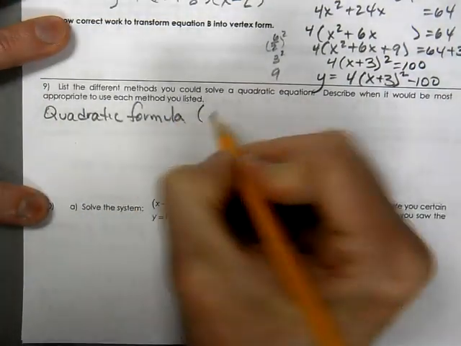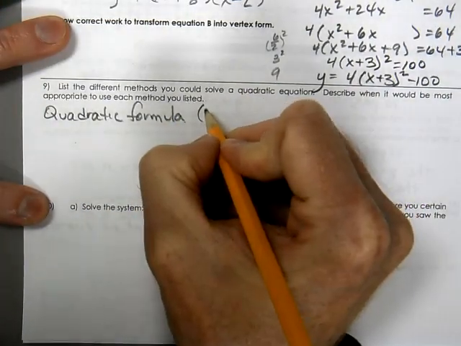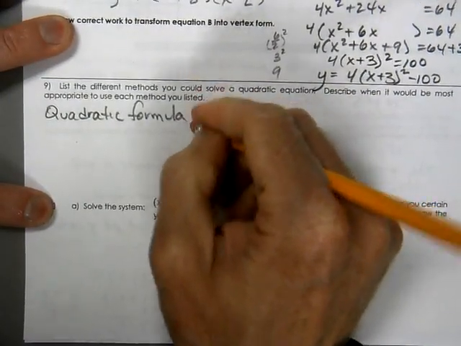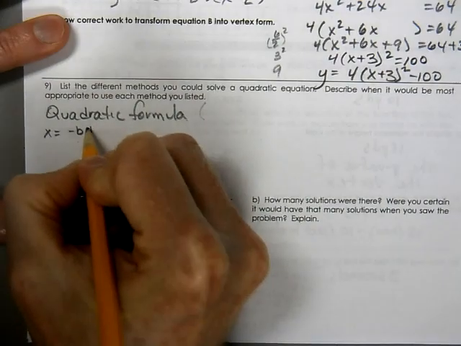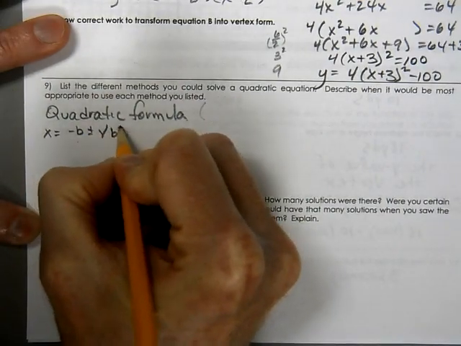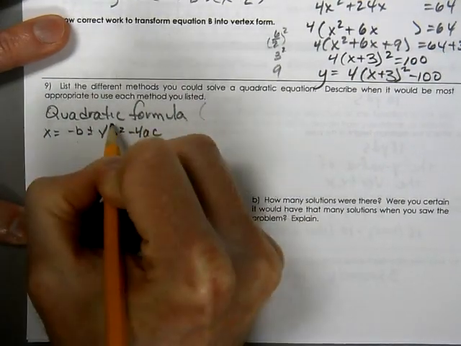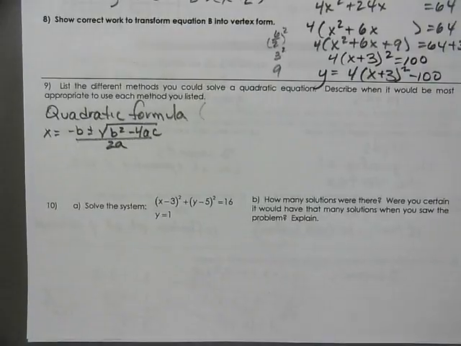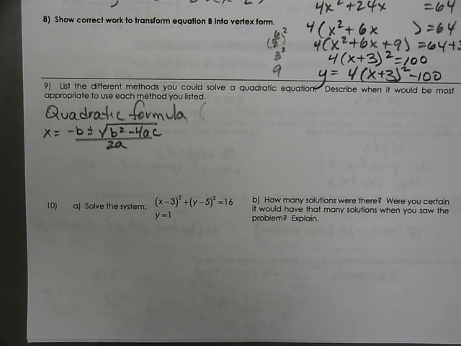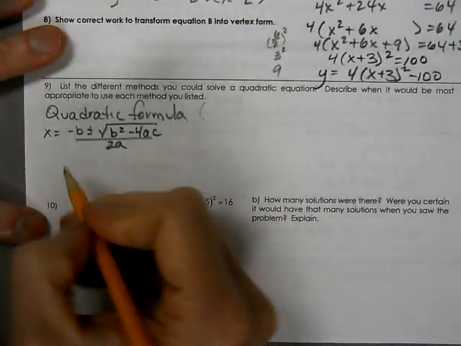For any of you that forget, that is going to be x equals -b plus or minus the square root of b squared minus 4ac, all over 2a. That's your quadratic formula. When do we use that? When we can't factor.